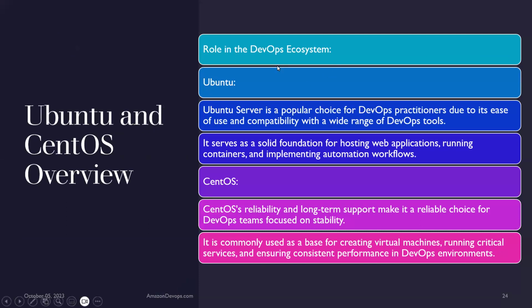Ubuntu will continue. Let's look at the role in the DevOps ecosystem. You are going to see that Ubuntu Server is a popular choice, of course, for DevOps and cloud practitioners. This is because it is very easy to use. In fact, when you go on the CLI of Ubuntu and you type something like docker images, and Docker is not installed, Ubuntu is going to give you a suggestion on how to install Docker.